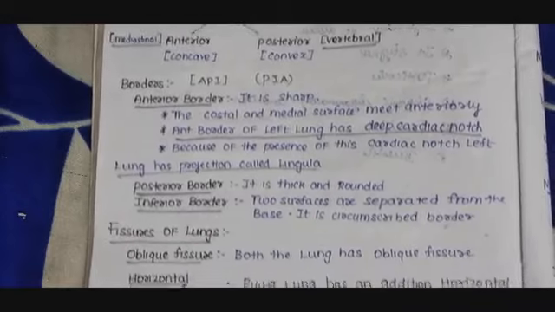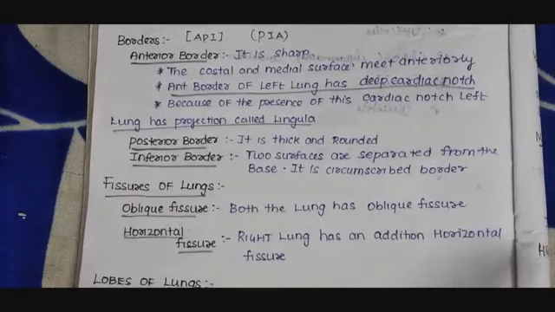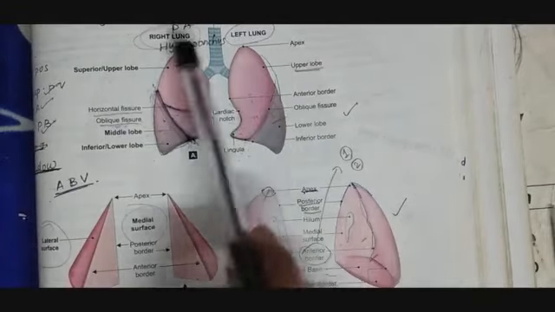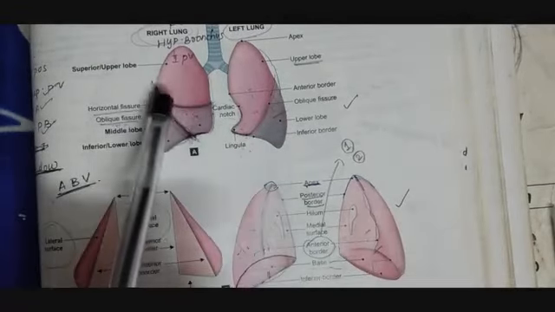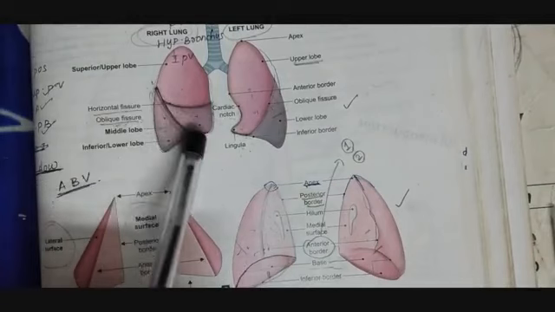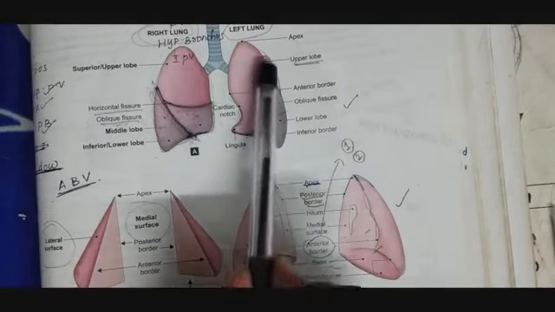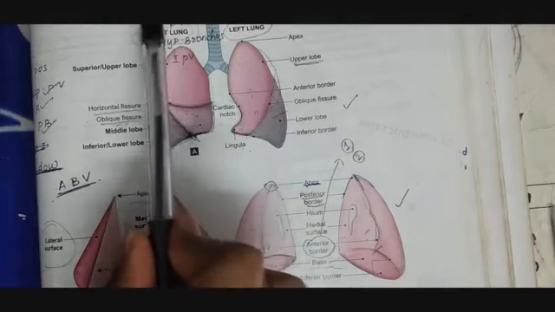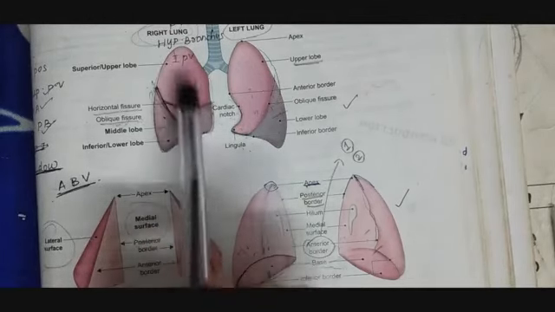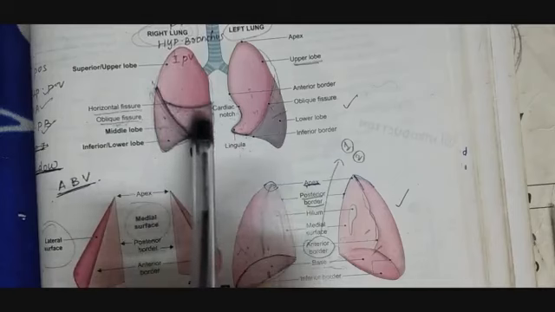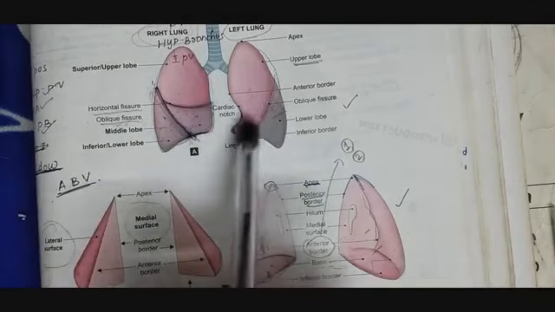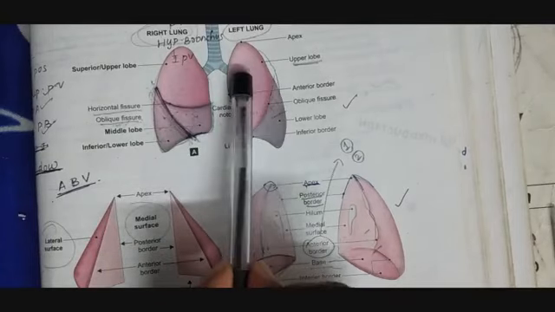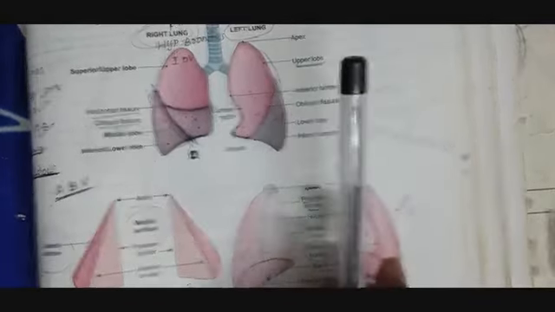Okay, now let us discuss the fissures of lungs in detail. This one is the right lung and this one is the left lung. The right lung has two fissures, namely the horizontal fissure and the oblique fissure, whereas the left lung has only one fissure, which is the oblique fissure. Because of the presence of two fissures, the right lung has three lobes: superior lobe, middle lobe, and inferior lobe. Because of only one fissure, the left lung has two lobes, the superior lobe and inferior lobe.